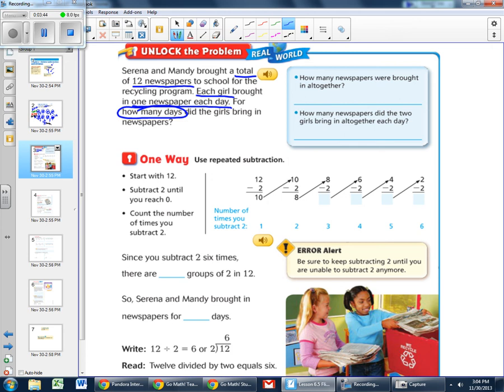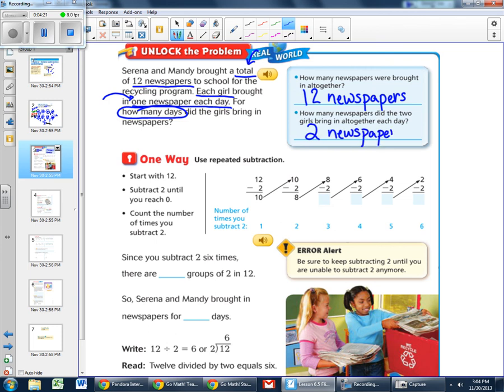So, how many newspapers were brought in altogether? Altogether is saying the same as total, so it is 12 newspapers. And yes, I want you to label it. How many newspapers did the 2 girls bring in all together each day? Okay, so each girl brought in 1, and we have 2 girls. So if each girl brought in 1, we know that they brought in 2 newspapers each day.